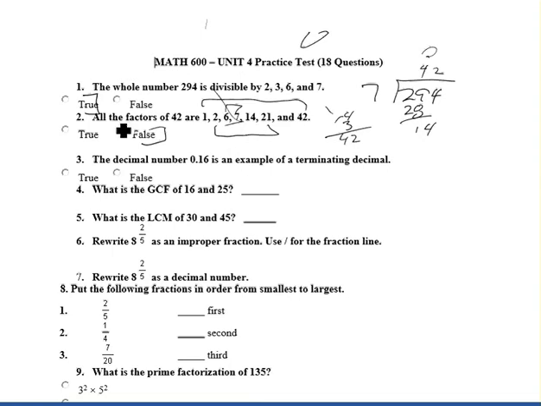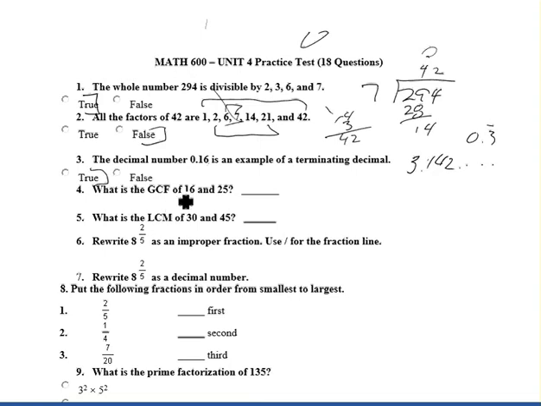The decimal number 0.16 is an example of a terminating decimal. Yes, it terminates right at the 6. It doesn't go on, like pi, 3.142, whatever. It goes on forever. Or 1/3 is 0.333333333. It goes on forever. But this terminates right here after the 6. So that's true.